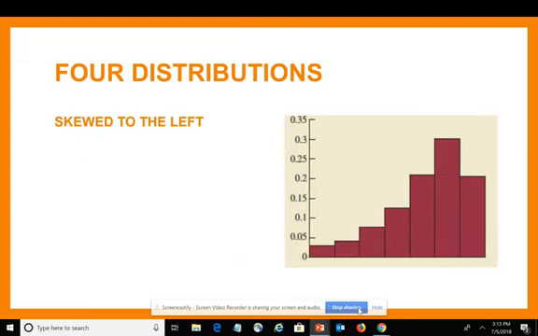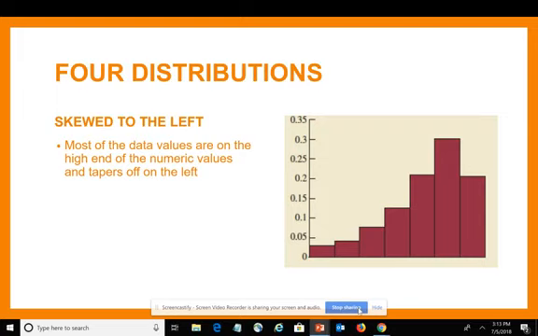The fourth distribution is skewed to the left. With skewed to the left, most of the data values are on the high end of the number line, in this case on the right-hand side, and then it tapers off on the left. I think about this one like an airplane taking off. It taxis down the runway, and then it starts to lift off, and then reaches its high point until it gets ready to land. Skewed to the left is also called negatively skewed.